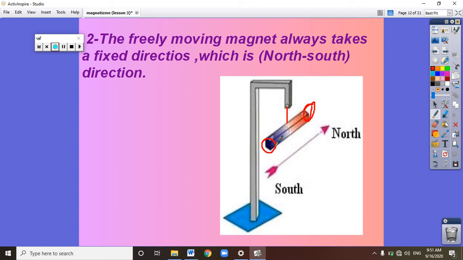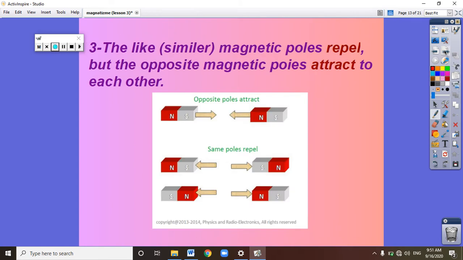So it's a very important question. When we suspend the magnet freely, it will take a fixed direction, which is north-south. So the magnet has 2 poles. Excellent. And the most attraction force is concentrated in the 2 poles. And when we suspend the magnet, it will take a fixed direction, which is north-south. So we finished the first 2 properties of the magnet. We will take now the third property.